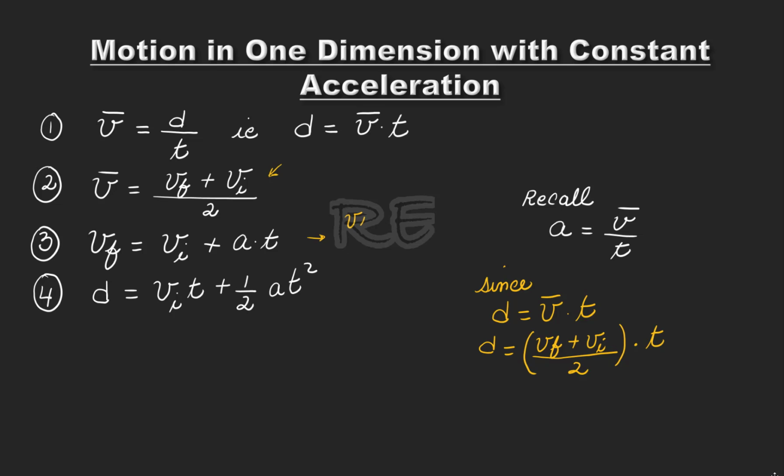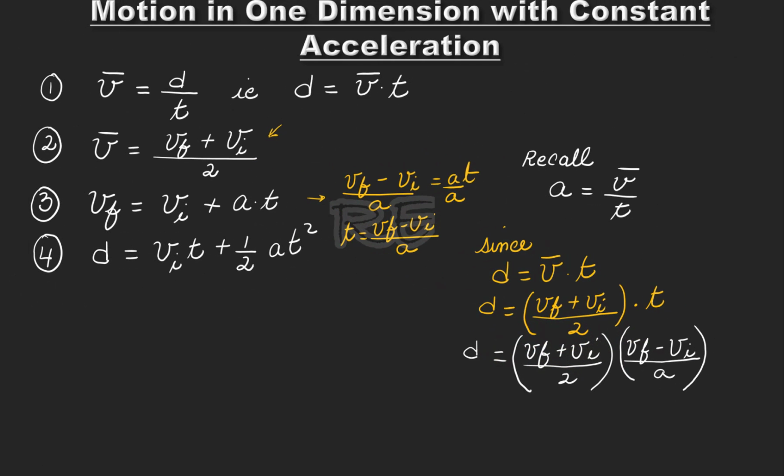We're going to subtract Vi from both sides. Vf minus Vi is equal to At. And then we're going to divide by a. So the time is Vf minus Vi over a. So d, the displacement, is Vf plus Vi over 2 times Vf minus Vi over a.